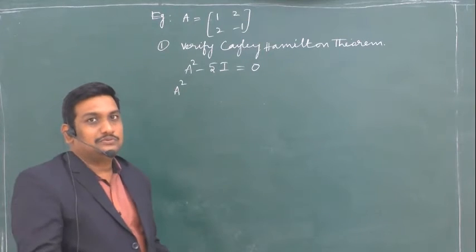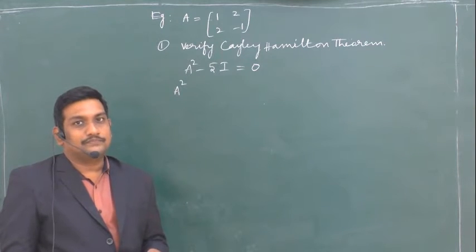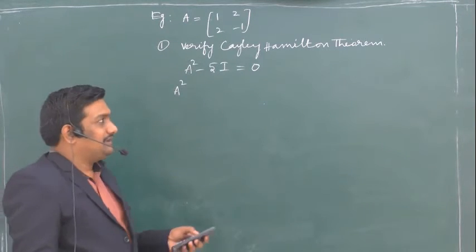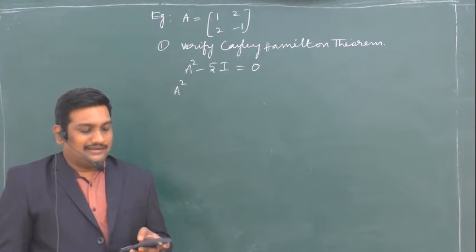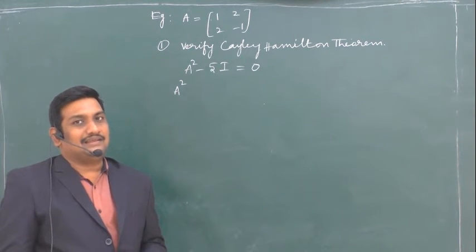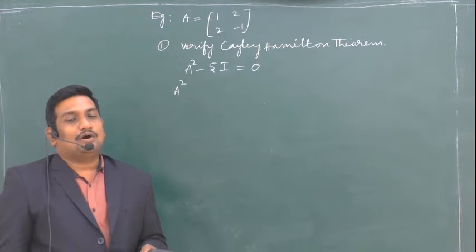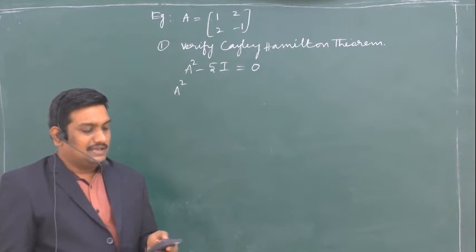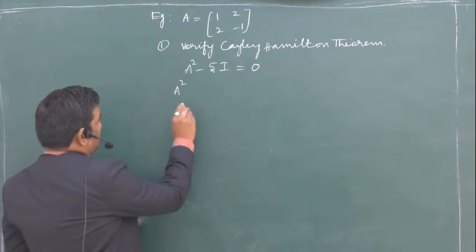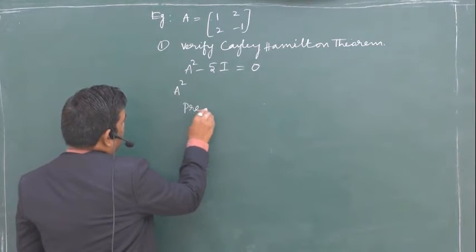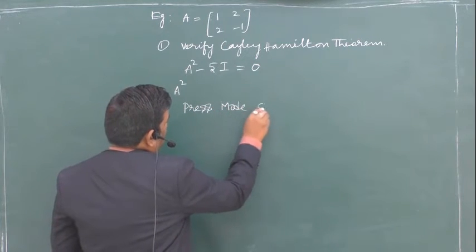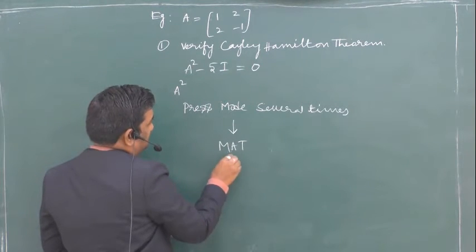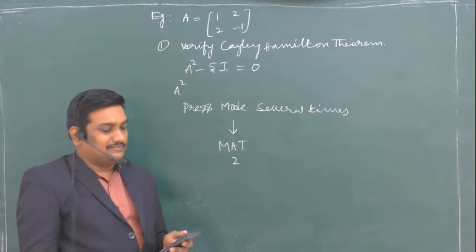So first, in the calculator, you need to go to mode. Press the mode button several times until you reach mat. Under mat you have to select 2. Take the scientific calculator and press the mode button several times, then select mat. There will be a digit 2, you need to select 2, then mat will be selected.